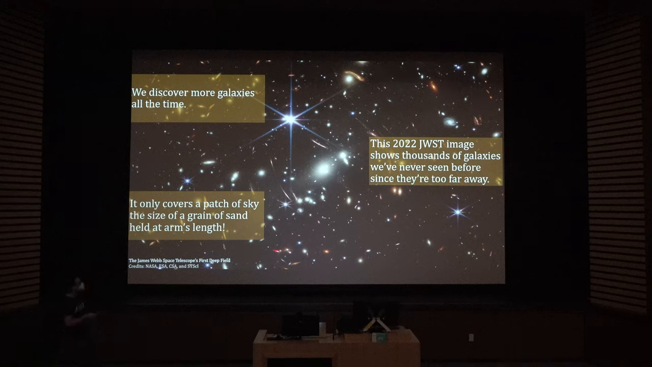Now, you should understand that this entire image covers a patch of sky that is the size of a grain of sand held at arm's length. So you take the grain of sand, you hold it like this, and then out of the entire sky around you, not just above you, but also below you and everywhere around you, this is only the size of that grain of sand. So there is really a countless number of galaxies in the universe.